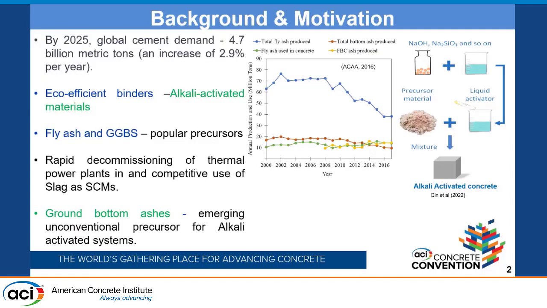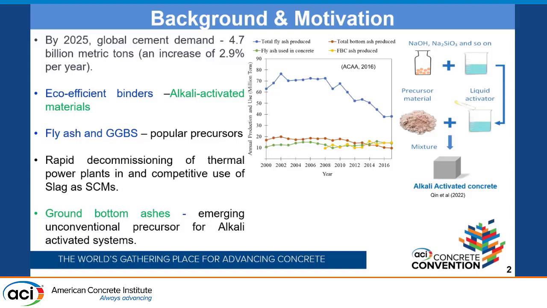So let's come to the problem. As we know that cement is one of the widely consumed entities on planet Earth, and by 2025 this global production of cement would be as high as 4.7 billion metric tons. This motivates us to look for eco-efficient binders, and alkali-activated materials are one of such kind. Alkali-activated materials are processed using a solid aluminosilicate precursor, which is mixed or synthesized using a highly alkaline solution to produce a hardened and compacted binder matrix, which you can see here.